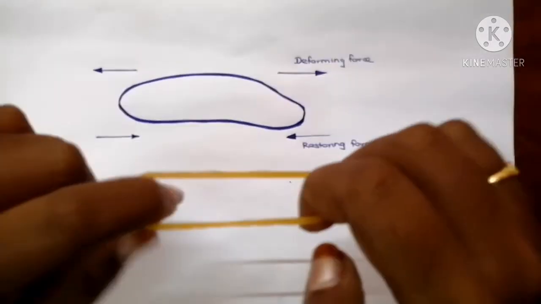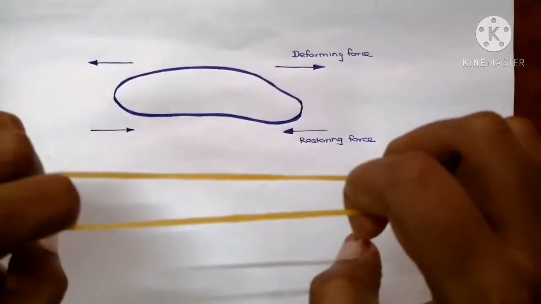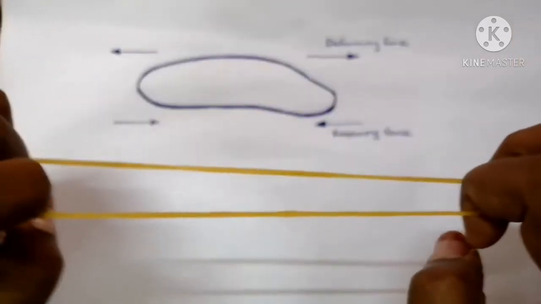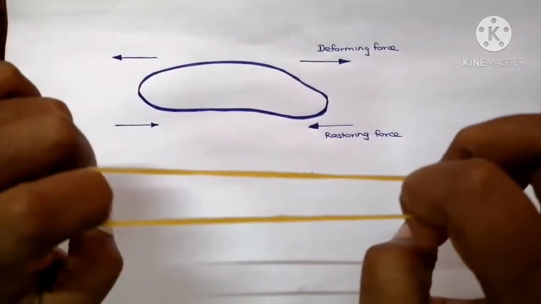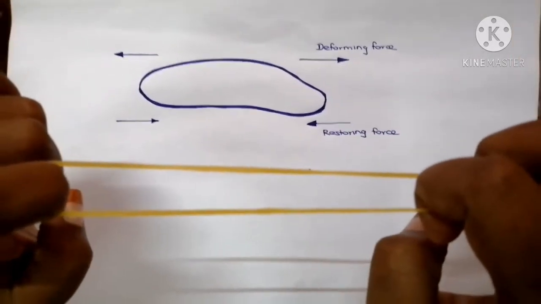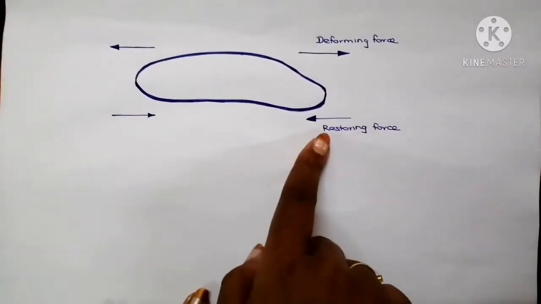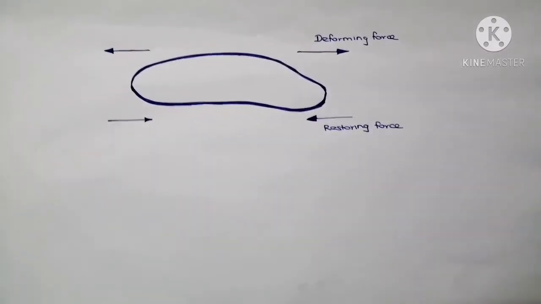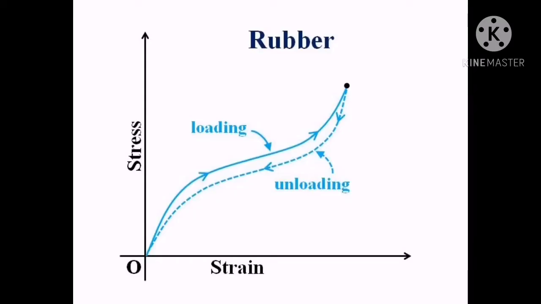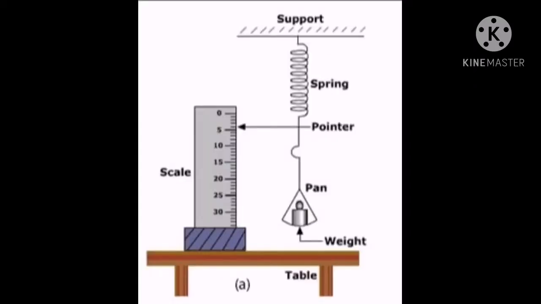When an object is subjected to a deforming force, a restoring force is developed in the body, which is equal in magnitude but opposite in direction to the applied force. This restoring force per unit area is known as stress, and the deformation caused is known as strain. Hooke's law is an empirical law. That means the law was derived using observations.